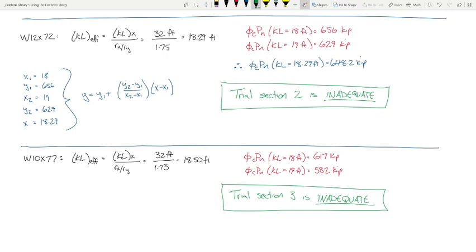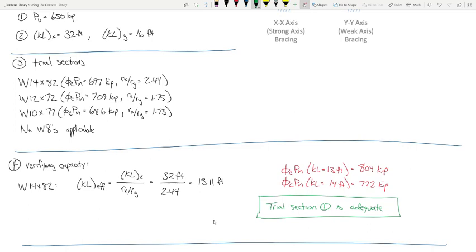Why would you not go straight to KL effective and just use that in the design aid? The reason is that every shape has a different RX over RY ratio. So how do you compute a general KL effective? Yes, you could. That's what I'm saying. If you look at the three trial shapes that we picked, they had anywhere from 2.44 to 1.75, 1.73. Who knows what they are? It's really difficult to predict an RX over RY ratio at the start of design.